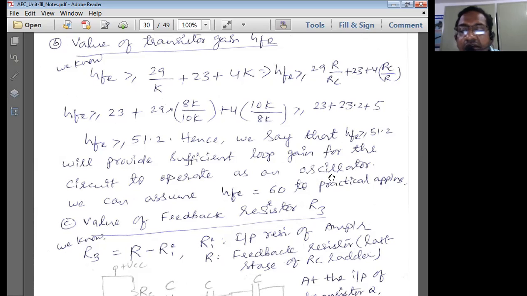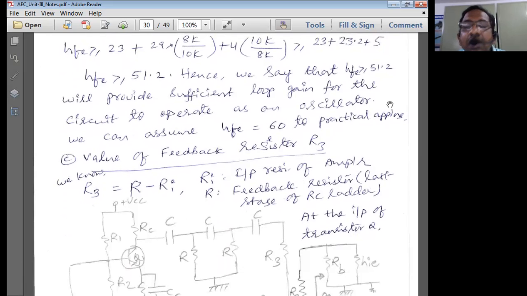An oscillator is a circuit that produces output without any AC input signal. So we can assume HFE is equal to 60 to provide for the practical applications in this circuit. So take a somewhat higher value, around 60.